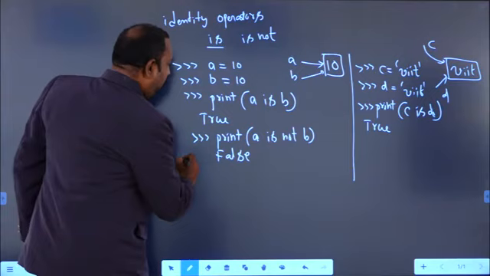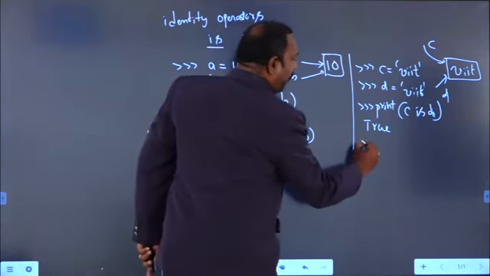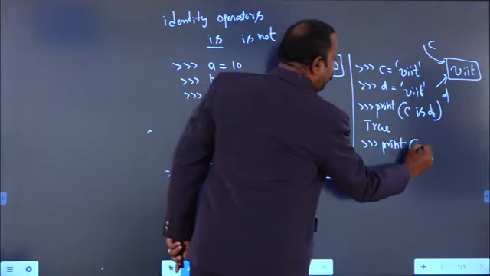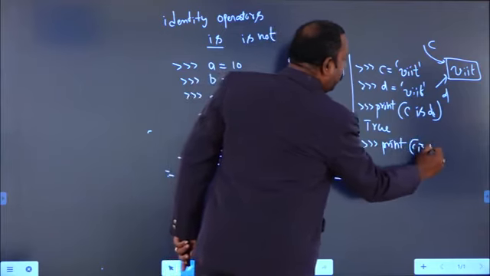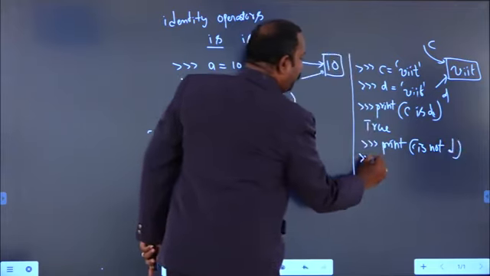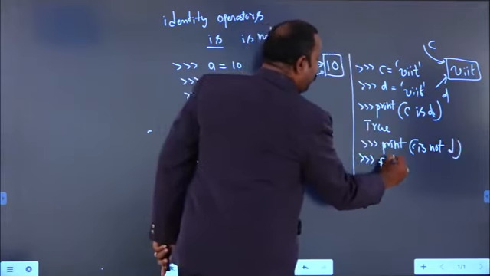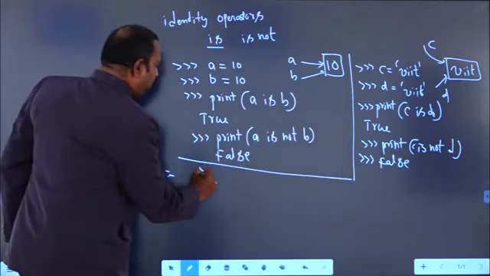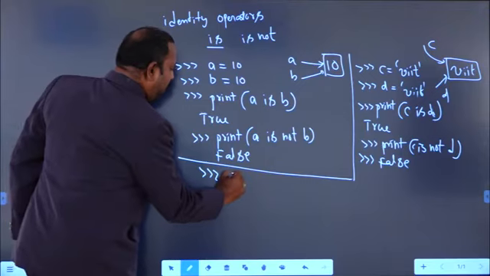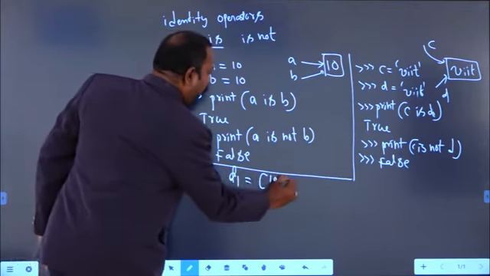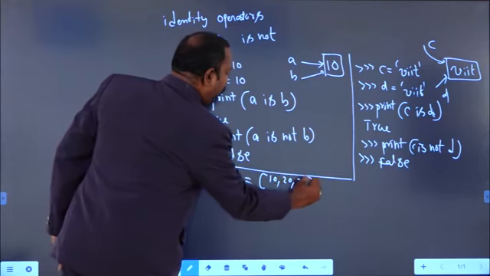When coming to another example, suppose I print C is not D. Then you will get the output false. Output is false.